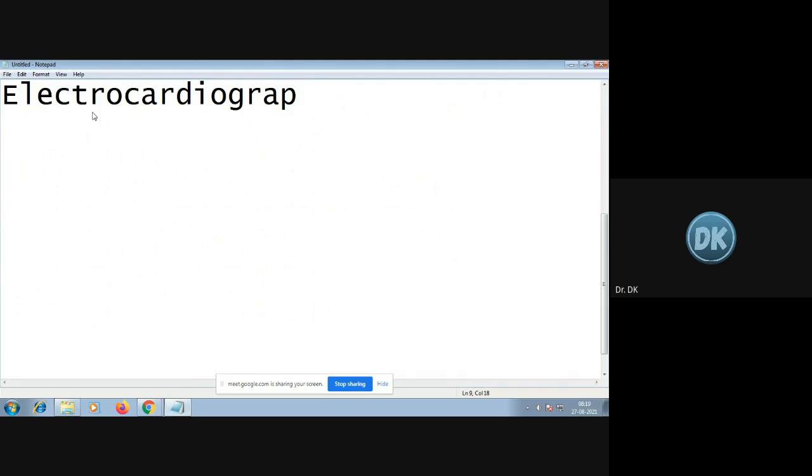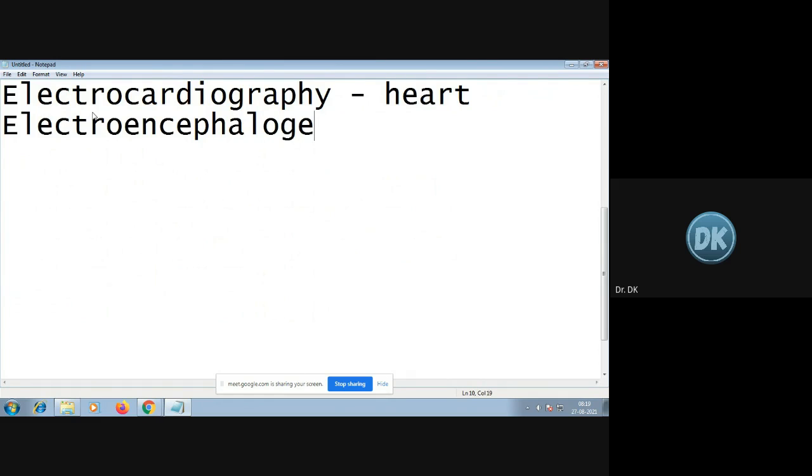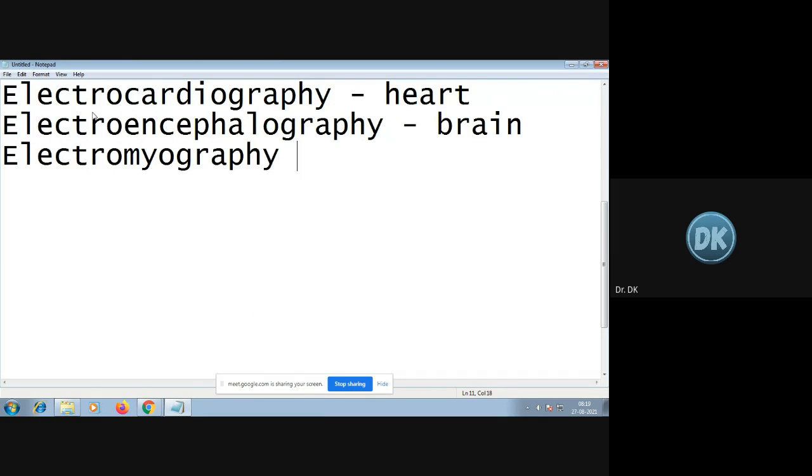Electrocardiography refers to the heart. Electroencephalography for the brain. Electromyography to study the muscle activity.